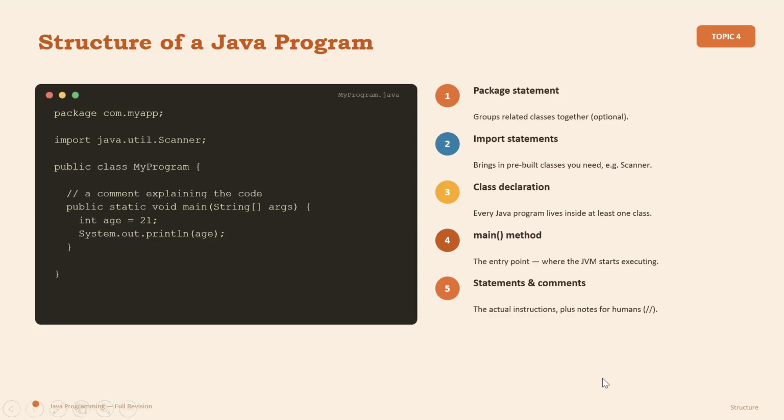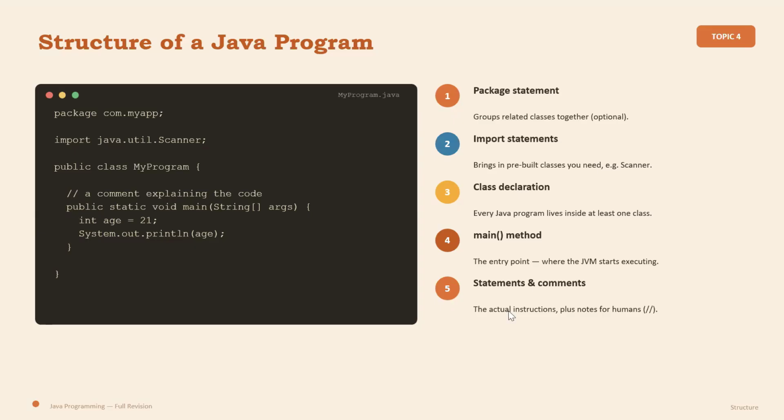And the fifth one, the last one, is statements and comments. So inside the main method, we write our instructions. So these instructions are called statements. So statements tell the computer what action to perform. For example, display a message, or calculate a result, or receive user input.